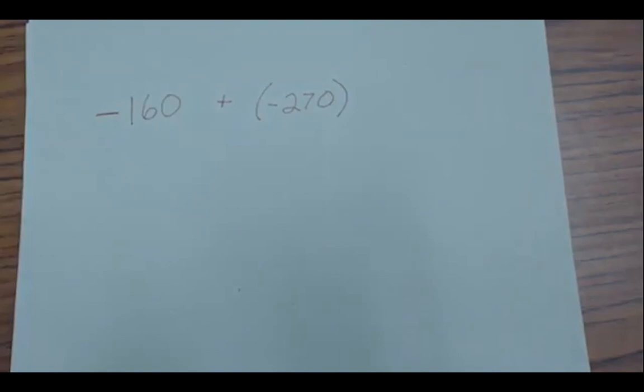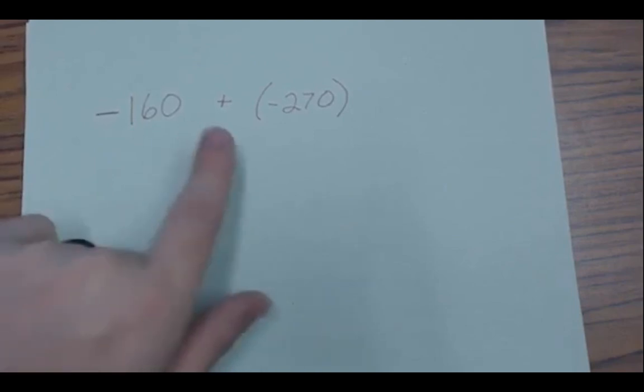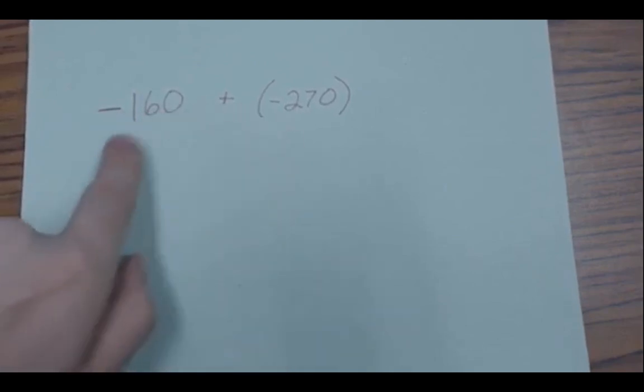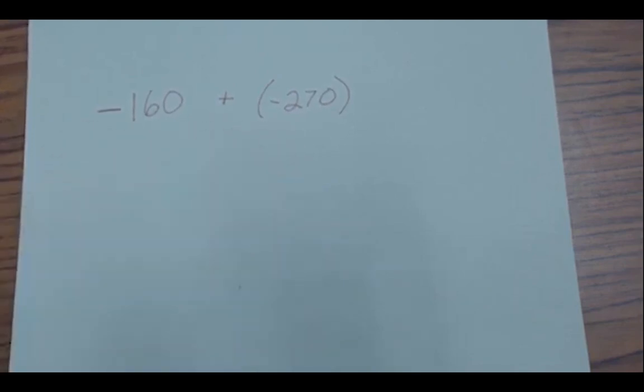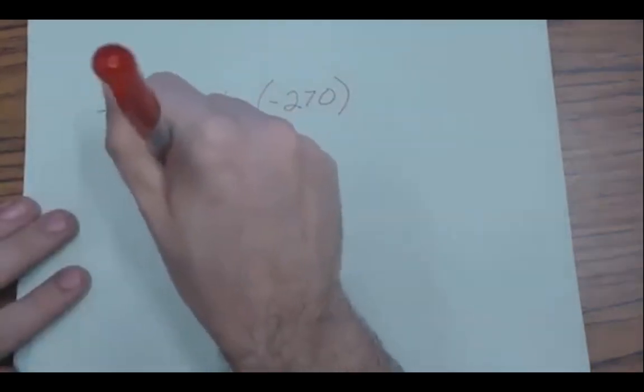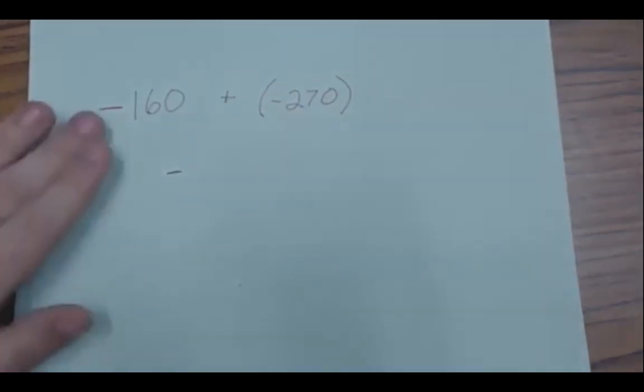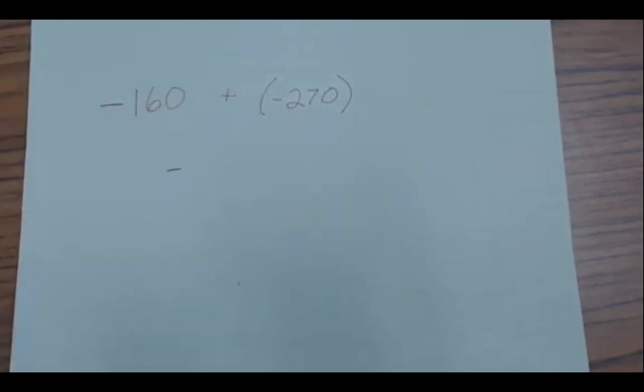We have -160 plus -270. When dealing with negative numbers, there are 2 ways to think of this problem. The way it's given is probably easiest here. We are adding 2 numbers that have the same sign. And when we add 2 numbers with the same sign, our answer keeps that sign. So here, since this is 2 negatives added together, the answer is negative.